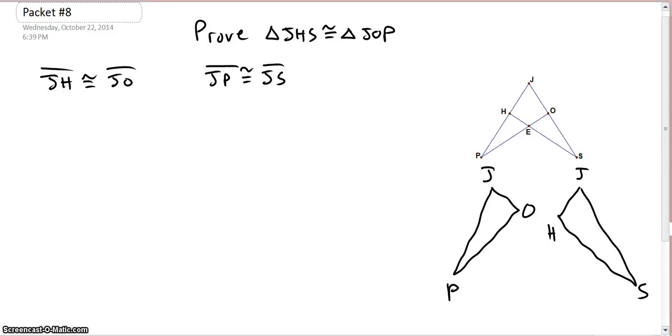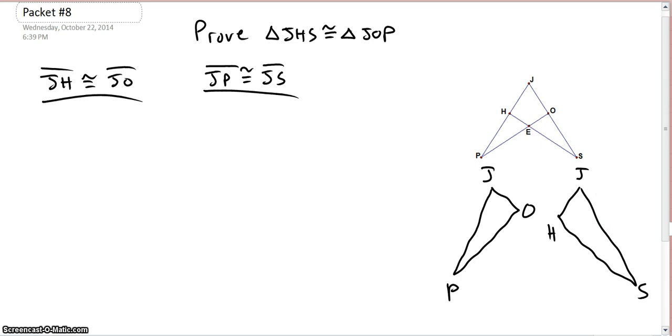This is number 8 from our proof packet. I went ahead and put down our proof statement, and I have our givens here as well as the diagram. Now I see that these are overlapping triangles, JHS and JOP. So what I did is I separated them into two triangles to help us mark this diagram accordingly.